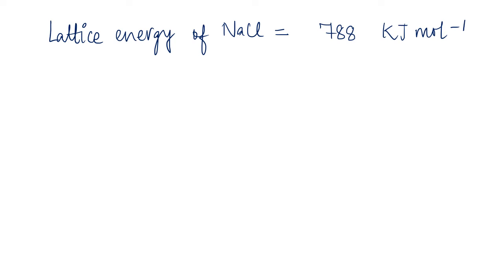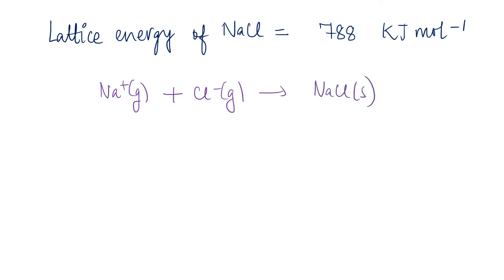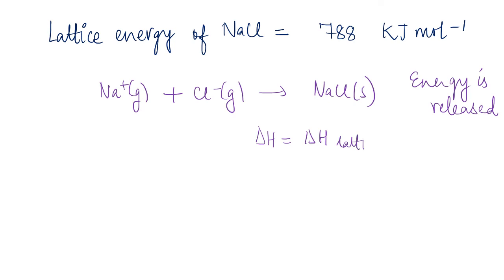Now lattice energy, understand what I'm trying to say. When I say Na plus gas and Cl minus gas combine to form NaCl, the positive is coming closer to the negative. There will be a strong force of attraction. So what will happen in this case? Energy will be released in this process. And energy released is always shown with a negative sign. So we call it delta H lattice energy, and it is negative always.